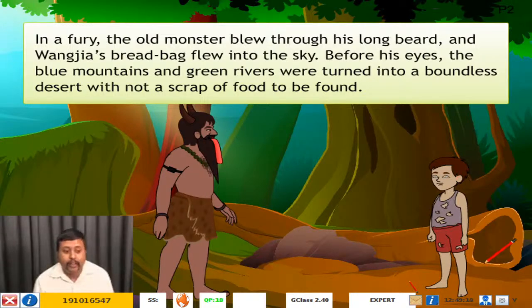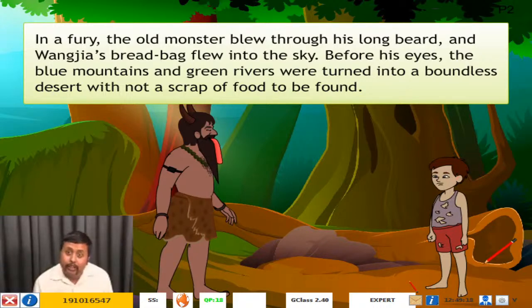So in a fury, the old monster blew through his long beard, and Wangxia's breadbag flew into the sky. Before his eyes, the blue mountains and green rivers were turned into a boundless desert with not a scrap of food to be found. Wangxiaৰ challenging কথাখিনি শুনি the monster got angry. Monster জনৰ খং উঠি গ'ল, and he blew, ফুৱাই দিলে. And there was such a might in his blow that everything in front of him started flying. সন্মুখত যি আছিল গোটেইখিনি বস্তু উৰি গ'ল, including Wangxia and his bread bag.